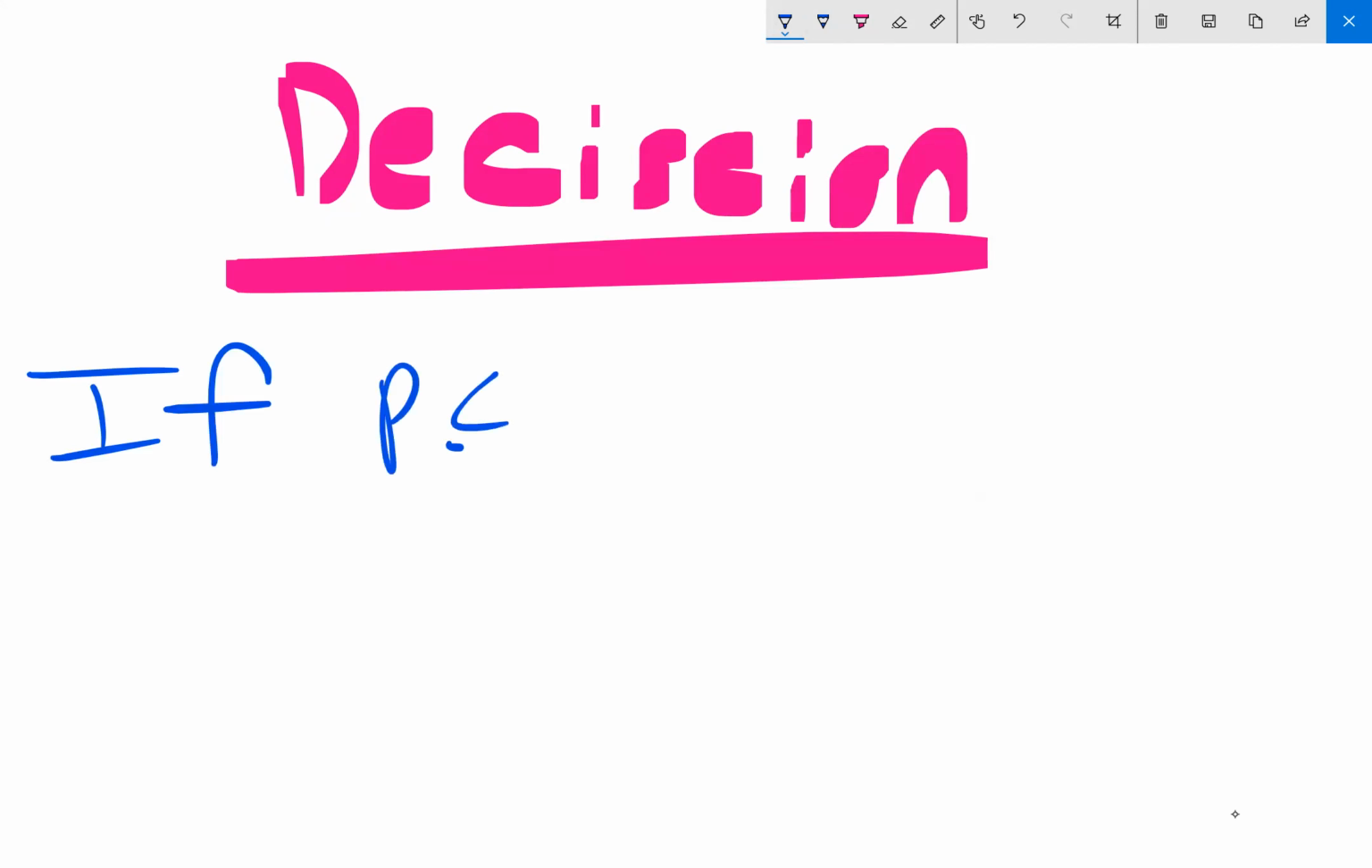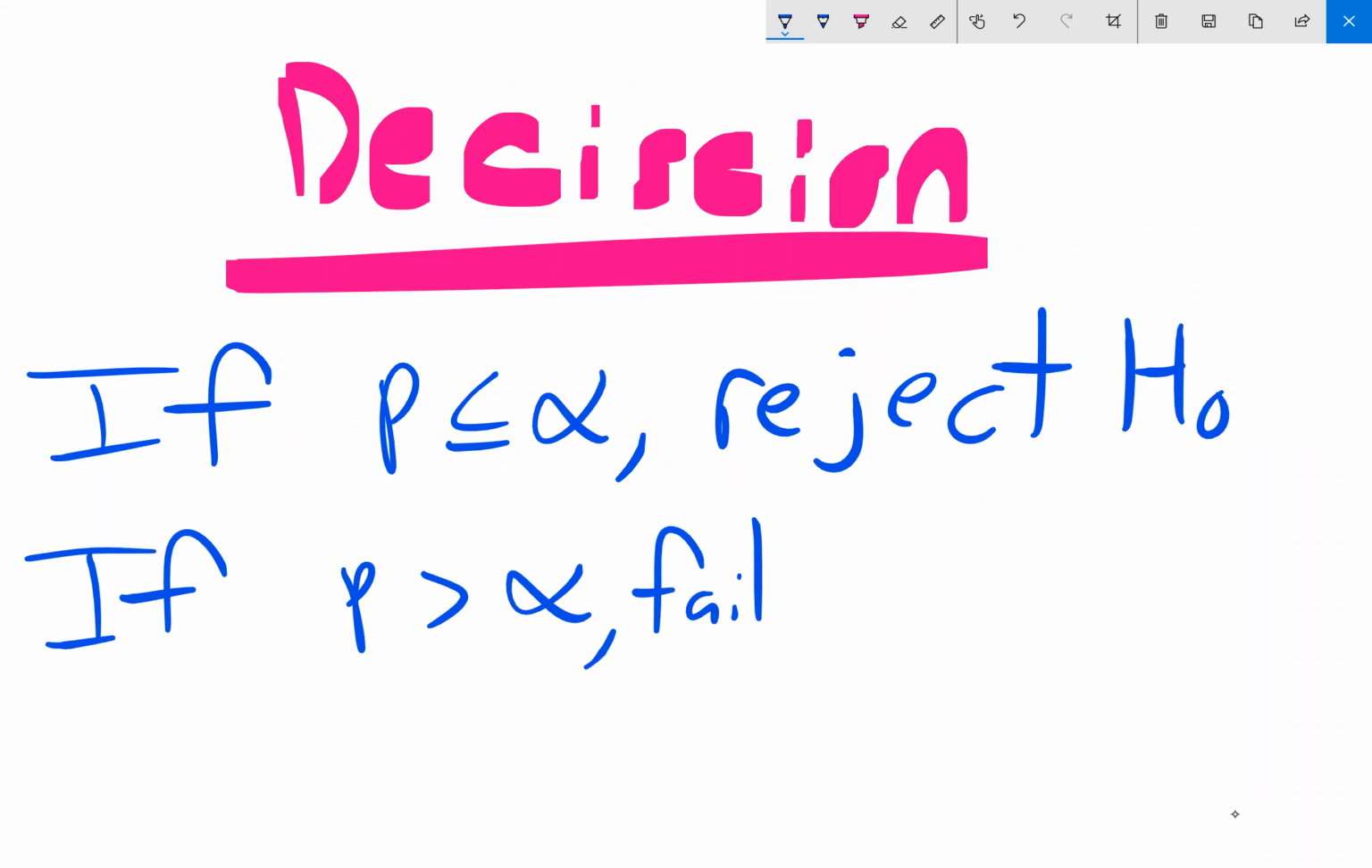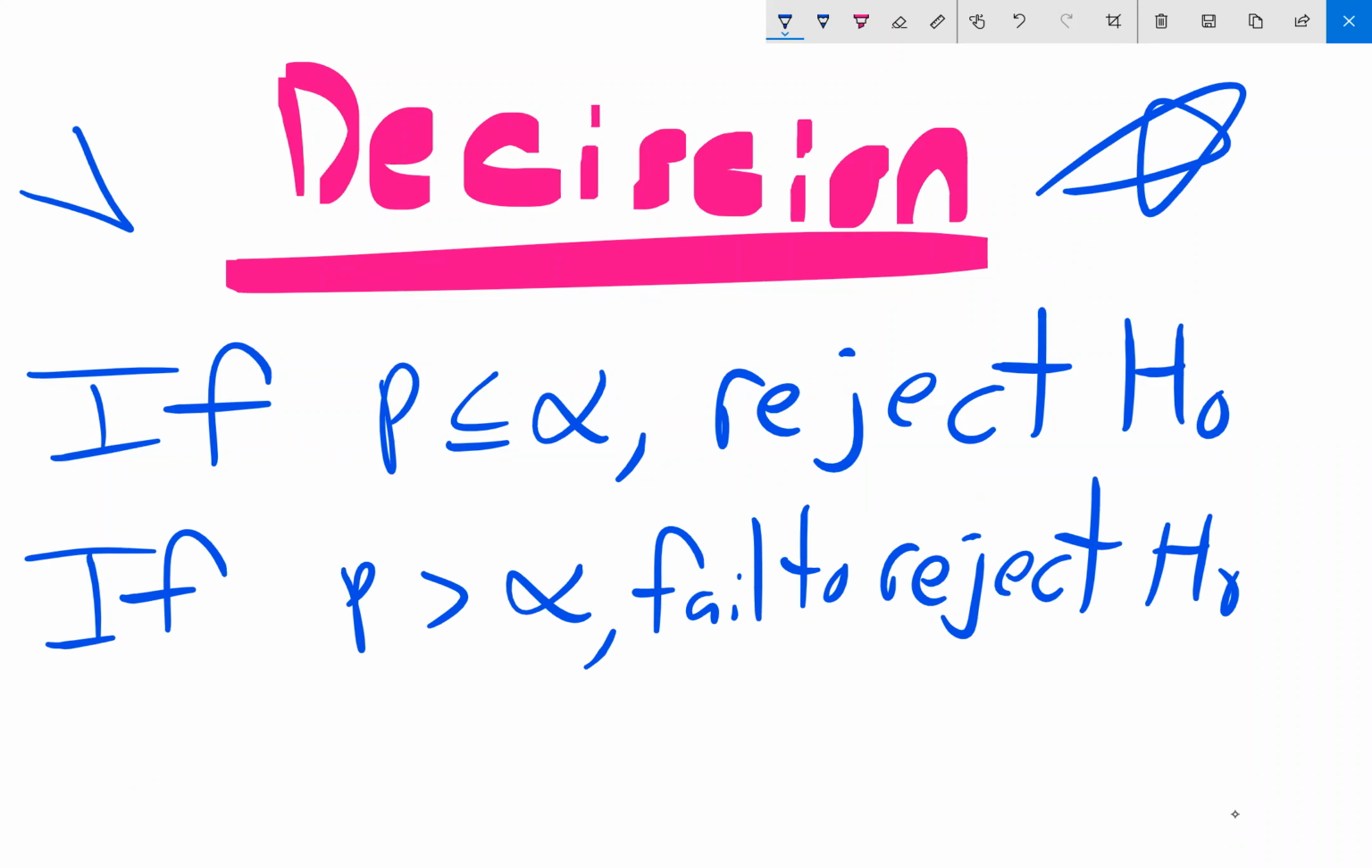If p is less than or equal to alpha, the decision is to reject the null. Anytime your computed p-value is less than or equal to the level of significance, the decision will be to reject the null. On the other hand, if the p-value is greater than alpha, then the decision will be to fail to reject the null hypothesis. So for us, this is how we come up with our decision to reject or fail to reject the null. It's all about the comparison of p to alpha.